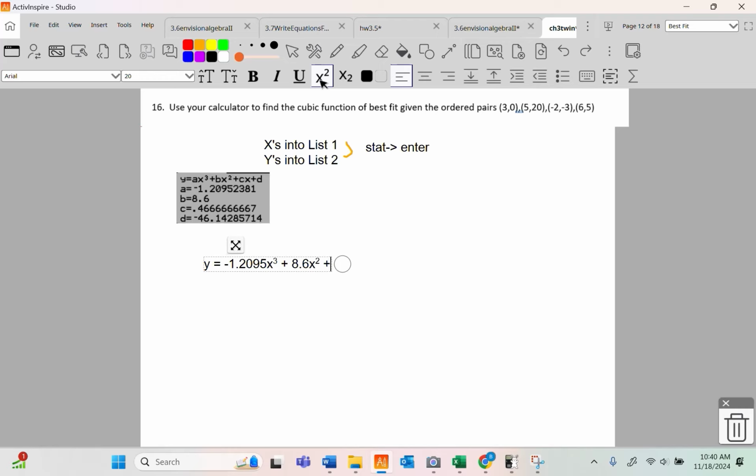plus cx. That decimal point 4666 is kind of special. It can be turned into a fraction. x minus 46.1429. There you go. That's how you do a cubic regression. We did one or two of those Wednesday.